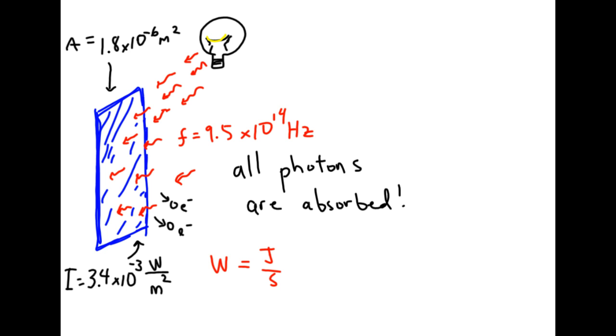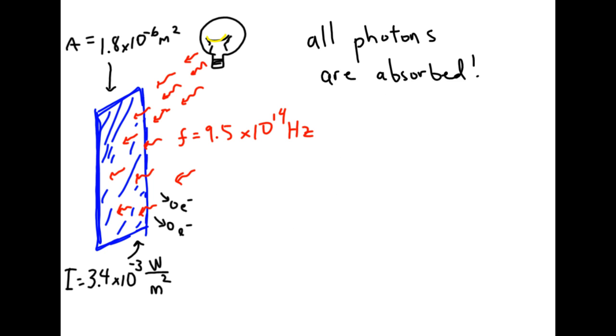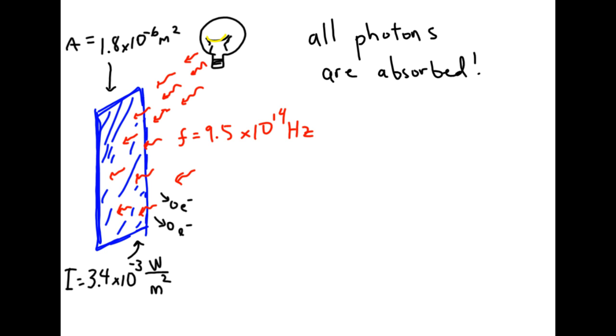Now, we are also told one other thing, a very important fact: all of the photons striking the surface are absorbed. And that means that for every one photon, there is one electron ejected. So for this photon, we have an electron ejected, and for this photon, we have an electron ejected. So for every one red squiggly line, an electron gets popped off and flies away from the surface. But I'm only going to show a couple so that my picture doesn't get too messy.